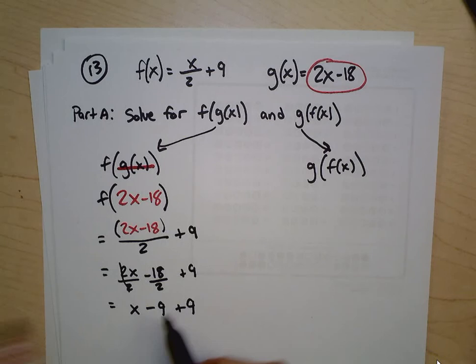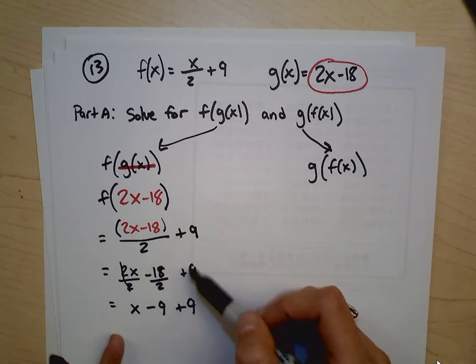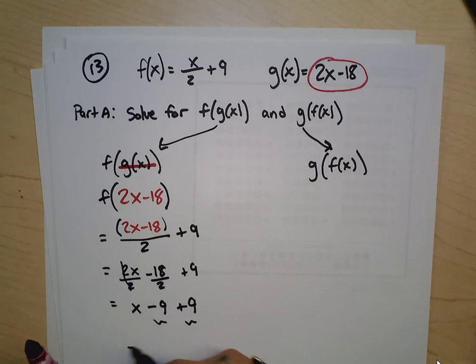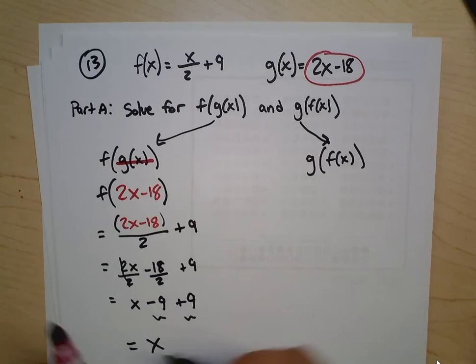A lot of students forgot to bring down this plus 9, and their answer was x minus 9. Don't forget, because I can combine like terms. And this one is going to equal x. All right, now let's do this side.